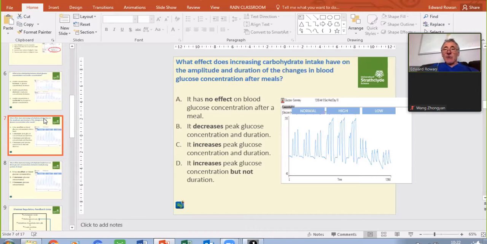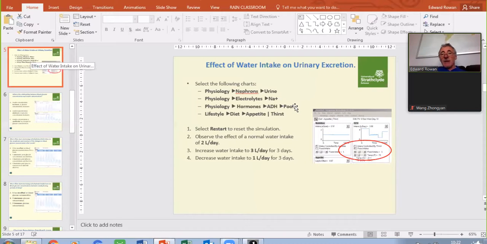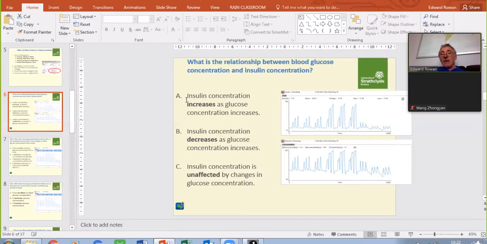Let me just go here. What's the relationship between glucose concentration and insulin concentration? And so insulin concentration, which one of these is true? Does insulin concentration increase as the glucose concentration increases? Does insulin concentration decrease as glucose concentration decreases? Or is the insulin concentration unaffected by changes in glucose concentration? Clearly, well, hopefully clearly for you, the insulin concentration increases as glucose concentration increases, and that reflects the underlying biology of insulin versus glucose.